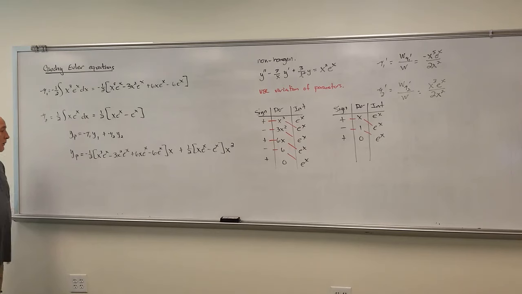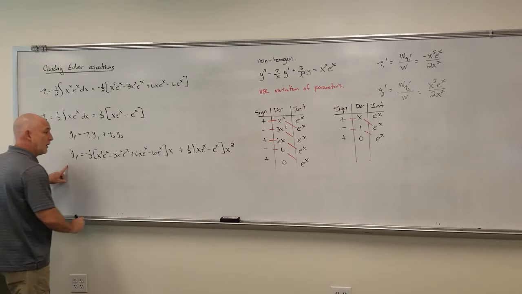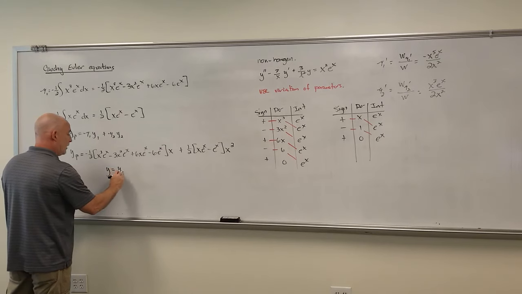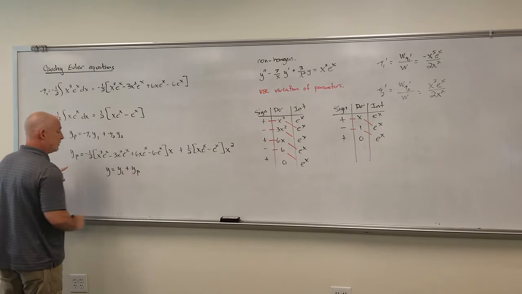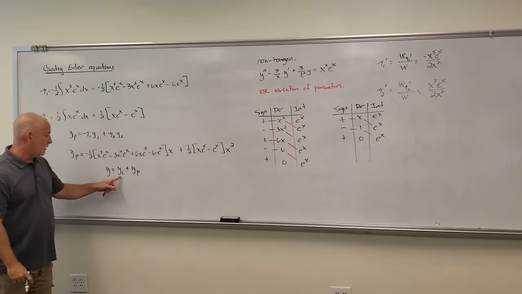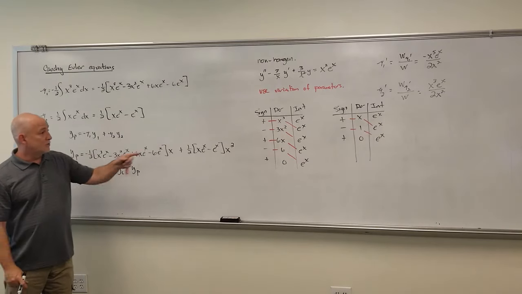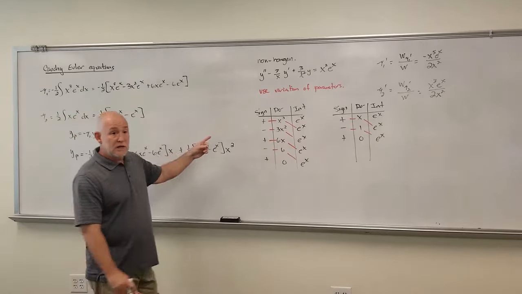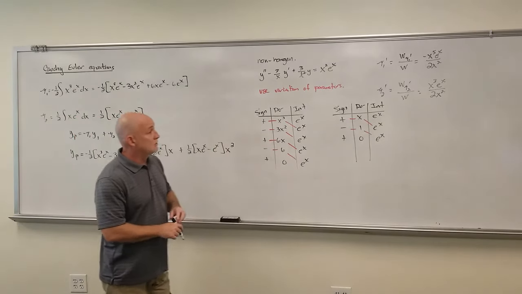Okay, so there's our particular solution, so I'm not going to write it all out. So our entire solution, y is equal to yc plus yp. Our complementary solution we already had on the board, and that's your particular solution. So in problems like this, you can see how helpful using this tabular method for integration is going to be.